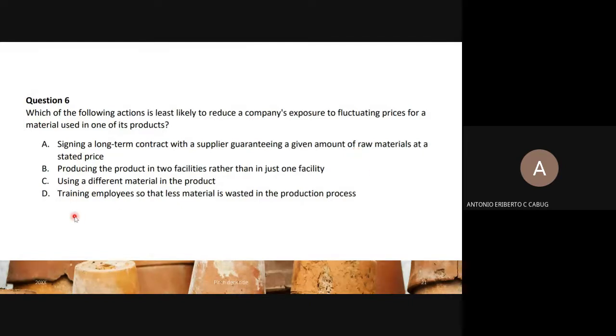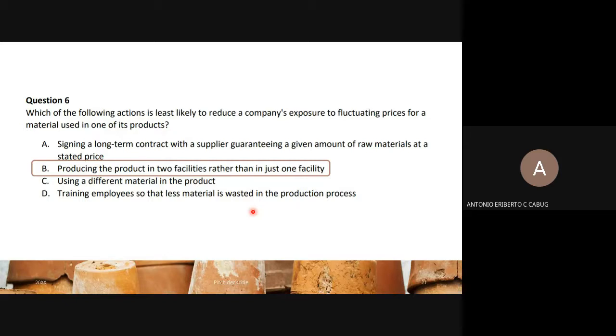Letter D is also a good thing, training so that they will waste less materials. And letter C is a good alternative. Bakit hindi mo i-avoid yung material? Using a different material in the product. Look for another material para hindi ka exposed sa fluctuating prices ng material na to. Letter B, as I have told you a while ago, will not help you in any way.